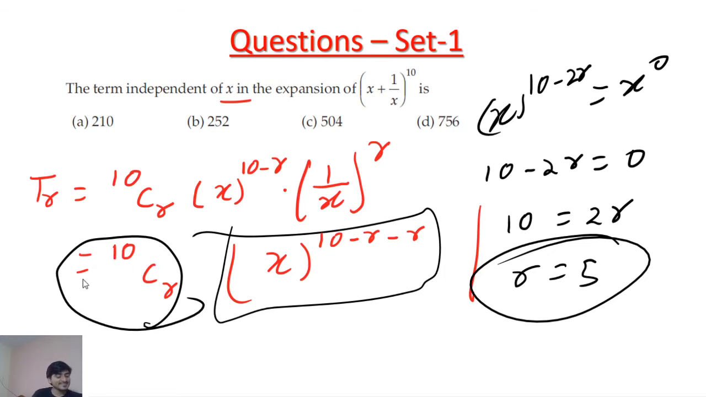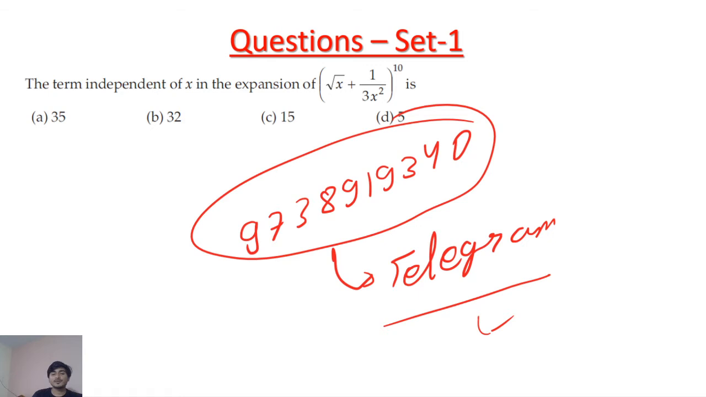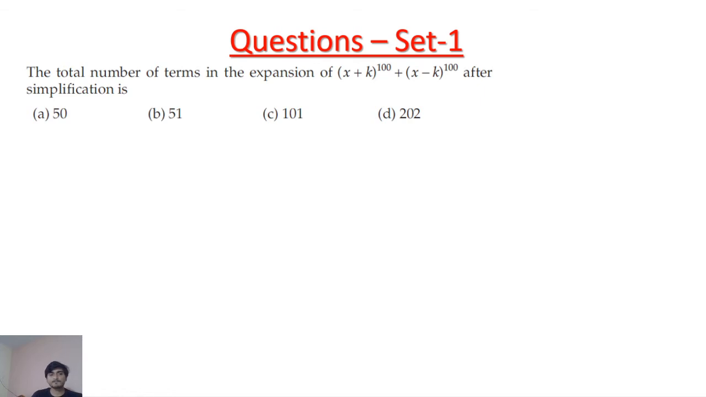Okay, guys, anything you want to ask? Any question on today's class? Okay, so after this, you guys can solve this problem also. Then total number of terms in this expansion after simplification, how many terms would be there? When it is addition, what we discussed?